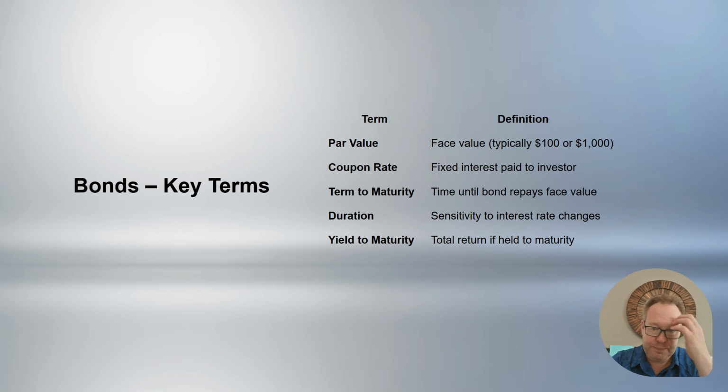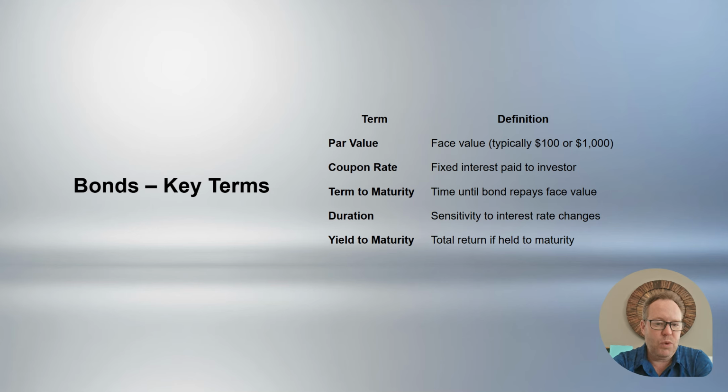Some of the other key terms in this chapter that you'll need to understand. Par value. That means the face value. What is the price of a bond, which is a type of fixed income security? So the face value typically is either $100 or $1,000. So when a bond is first issued and sold, you would be buying it either for $100 or $1,000. It would then pay a coupon rate. That's the fixed interest paid to an investor for owning a bond.